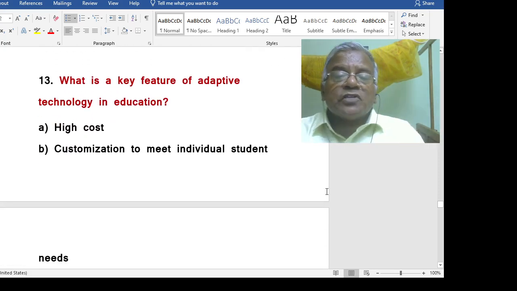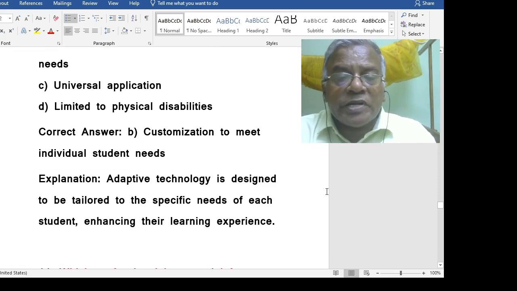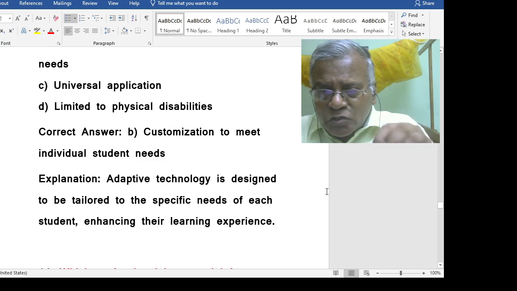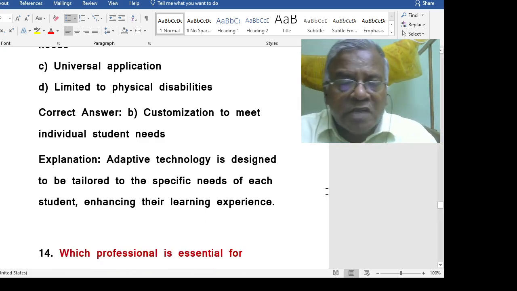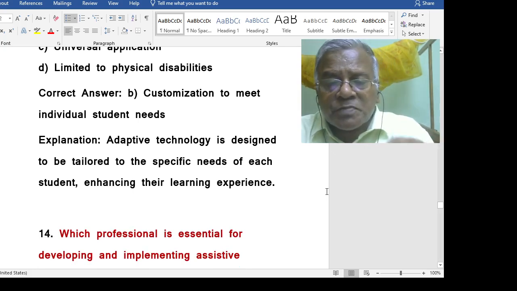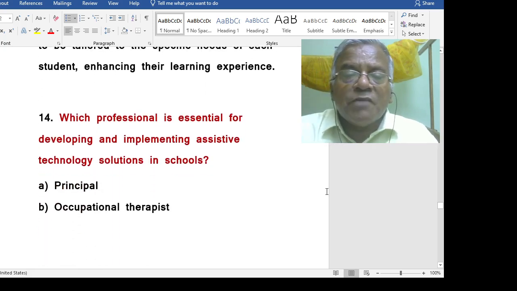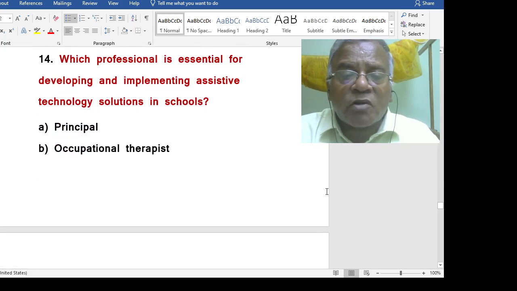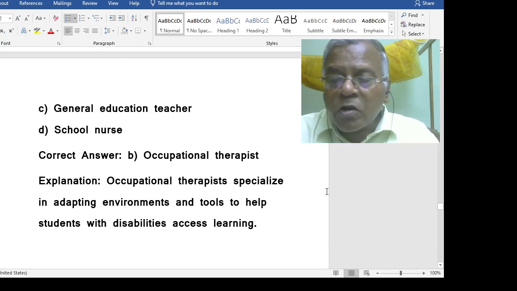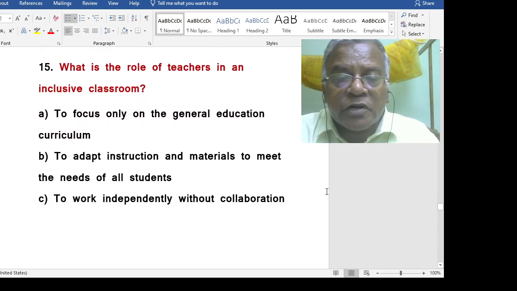What is a key feature of adaptive technology in education? That is customization to meet individual student needs. I mean, it should be made easy for the students to handle. Adaptive technology is designed to be tailored to the specific needs of each student, enhancing their learning experience. Which professional is essential for developing and implementing assistive technology solutions in schools? That is occupational therapist.